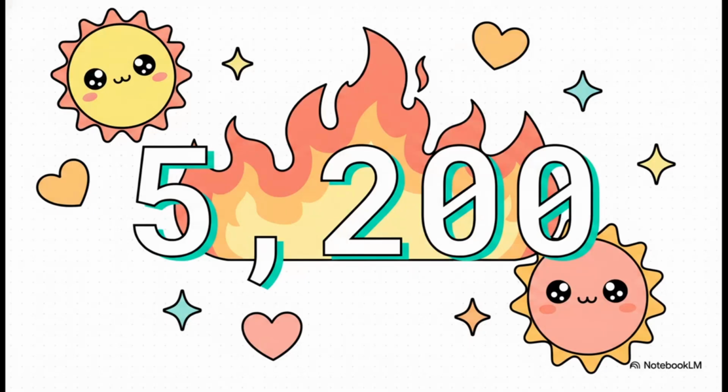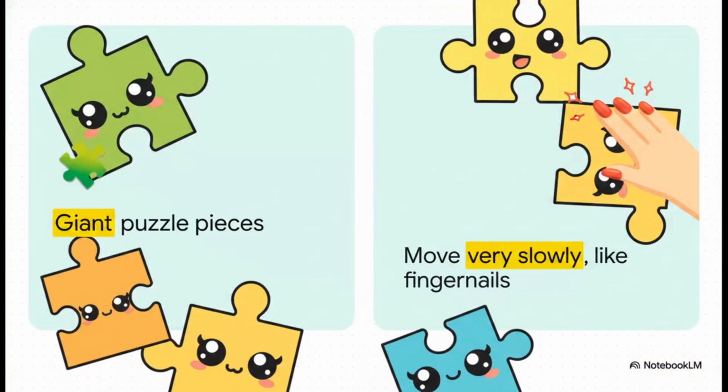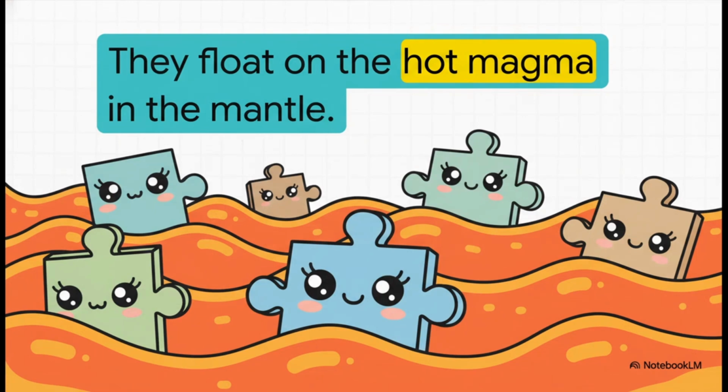How hot is it? Try 5,200 degrees Celsius. That's literally as hot as the sun's surface, guys. Jumping back up, our crust is actually broken into giant, shifting puzzle pieces. We call these tectonic plates. These massive plates are always moving, but it's slow, literally about the speed your fingernails grow. Why do they move? They're basically surfing right on top of that hot, churning mantle magma.